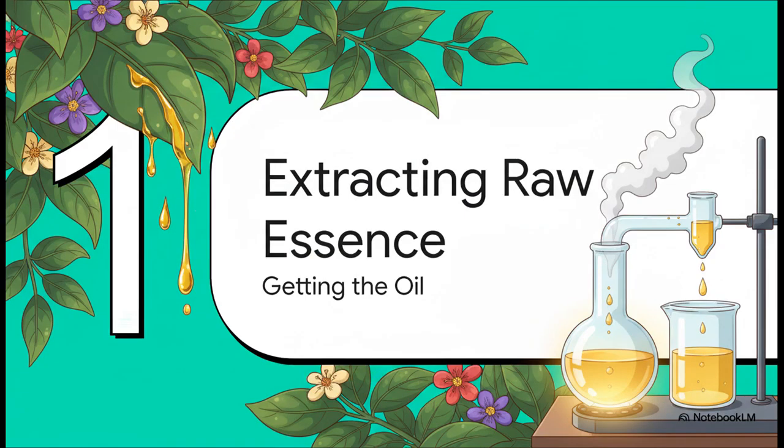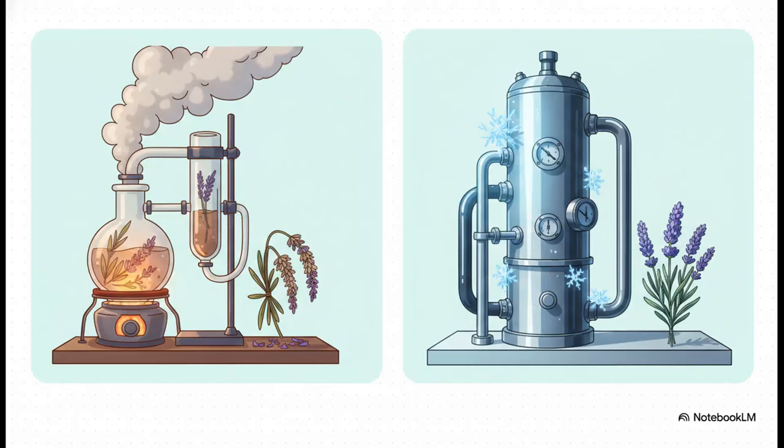Extracting the raw essence, getting the oil. Traditionally, the industry has leaned heavily on steam distillation. You boil water, pass that steam right through the crushed plant material, and catch the vapor. But there's a pretty massive drawback here. That high heat brings a huge risk of thermal degradation. It can literally cook and destroy the fragile odor-producing compounds, especially those delicate esters, which leaves you with an inferior, kind of burnt perfume profile.